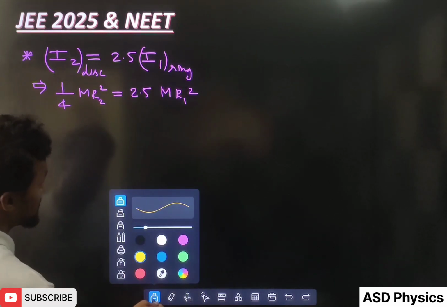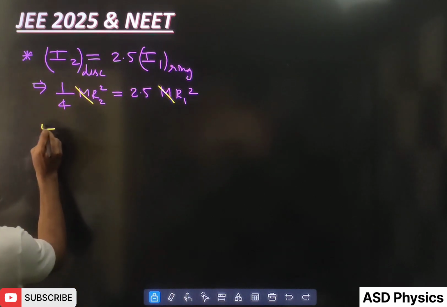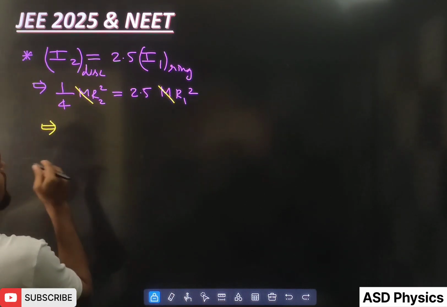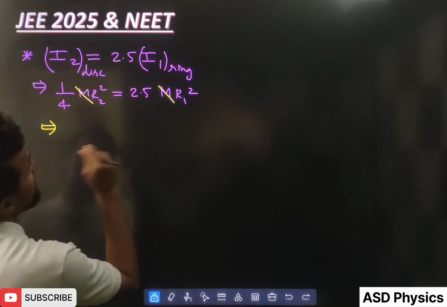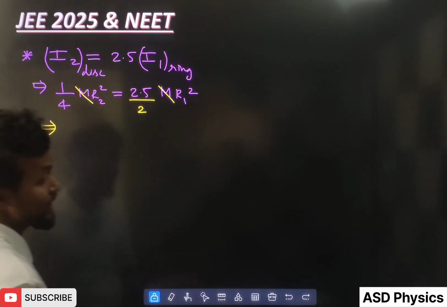Is it? Can you see here? Very well, according to the question. So m and m will be cancelled. That means we can write here, kindly see very well, 2.5 times, and here by 2 also there, correct now? mr1 square by 2, correct here?